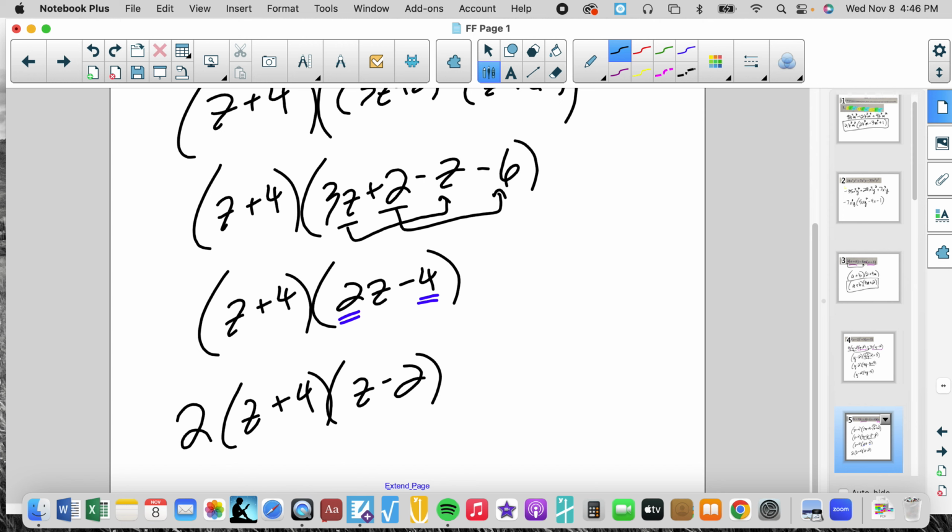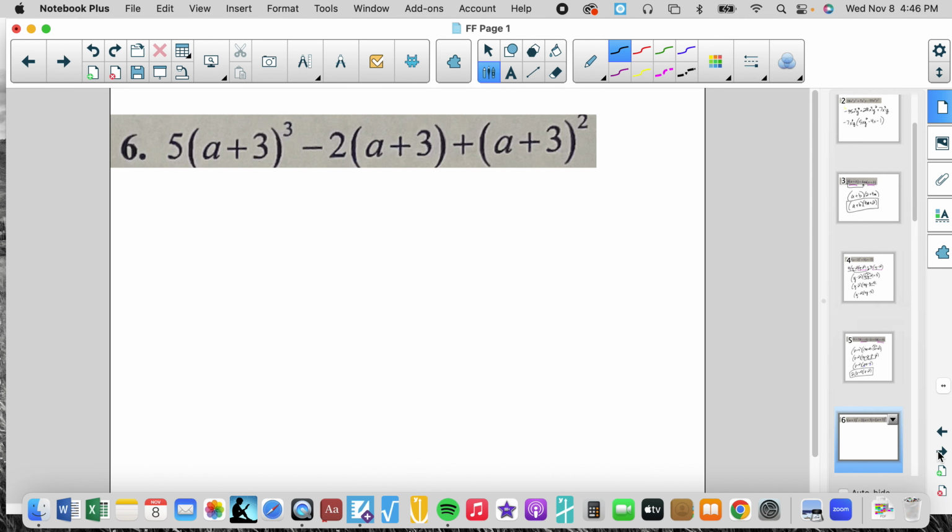I don't know where I missed something. No, that's just through simplification. I didn't miss anything. We just always have to make sure that we're done factoring. So that would be the correct answer for number 5. Most of you are going to forget to do that factoring.